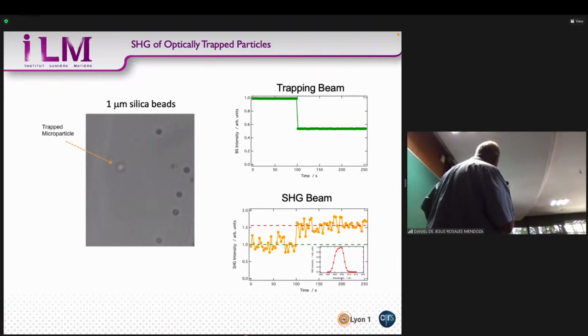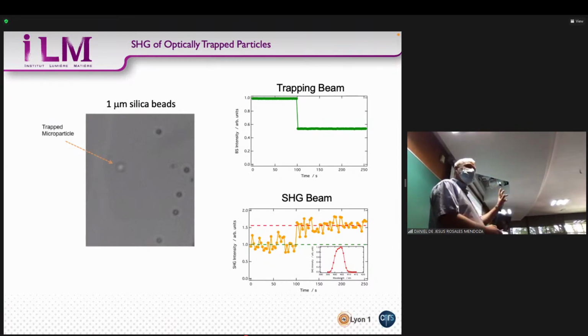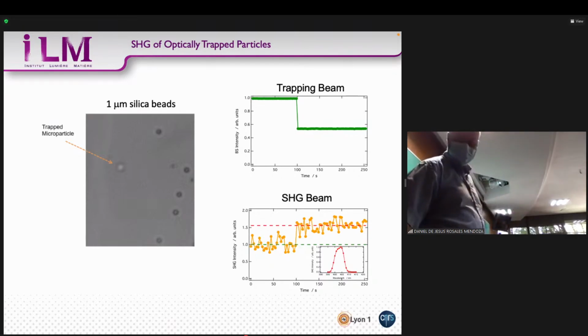Second harmonic, just the solvent. When the particle enters the trap, we see the second harmonic. Okay, so now we have an optical trap. Instead of moving the cell, we just trap a particle and do the second harmonic on this particle.